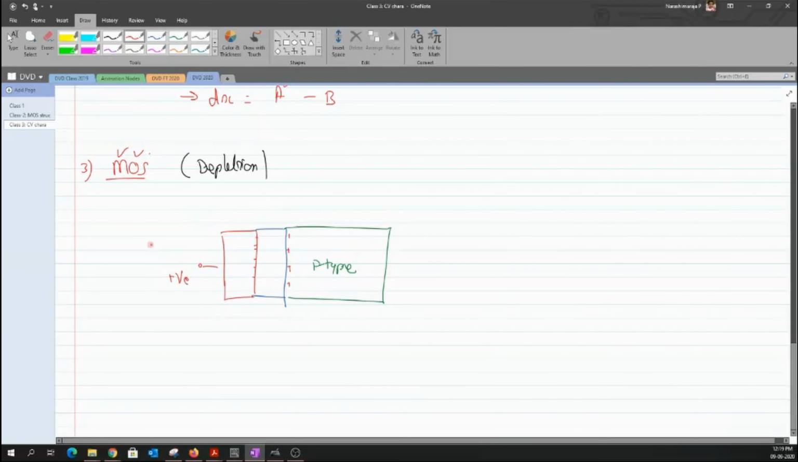And I'm ensuring that this positive voltage is less than the value of VT, the threshold voltage of this particular structure. It's a positive quantity, due to which I will have positive charges on the metal surface. Now, in turn, what does it do for the p-type semiconductor? These positive charges will try to ripple off the positive holes that exist in my p-type semiconductor.